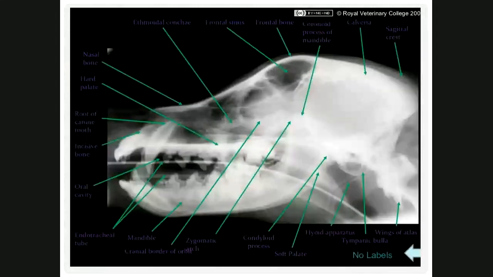The next slide here depicts a lateral radiograph showing a combination of the findings from the two previous slides. Also, just have a look through this slide to familiarize yourself with the anatomy of the skull.